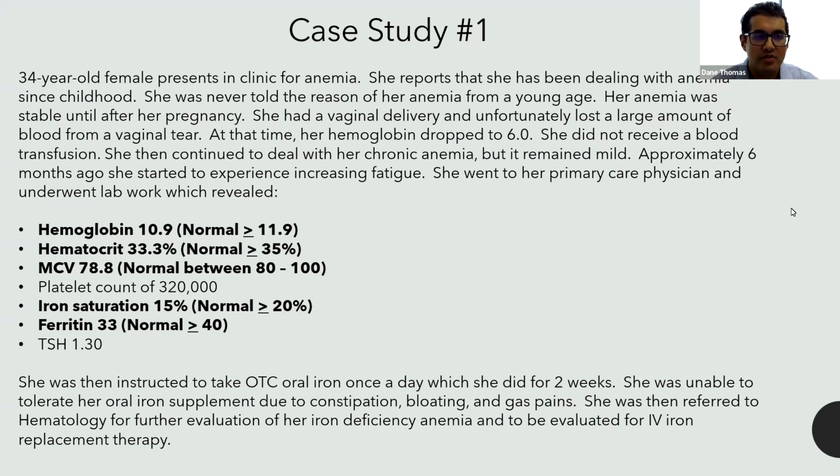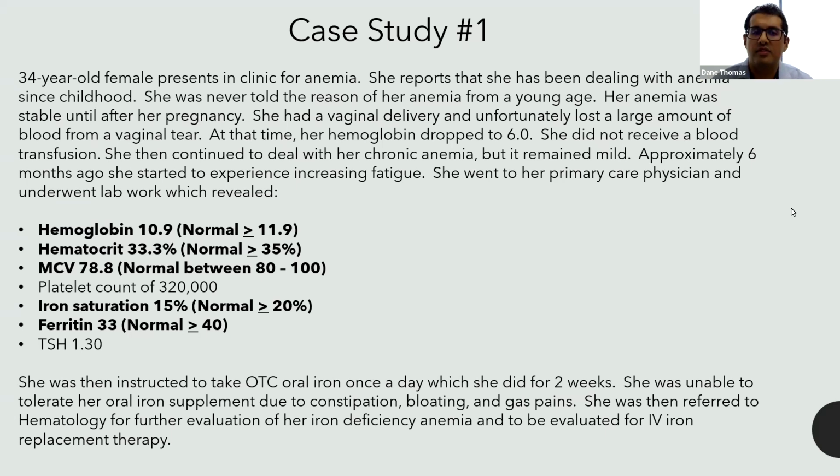Approximately 6 months ago, she started to experience increasing fatigue. She went to her primary care physician and underwent lab work, which revealed the following. Her lab values are listed here, and I'll outline the abnormal labs in bold. Her hemoglobin was measured to be 10.9, which is low. Her hematocrit was also low at 33.3%. Her MCV was low at 78.8. Her iron saturation was also low at 15%. And her ferritin was suboptimal and low at 33.